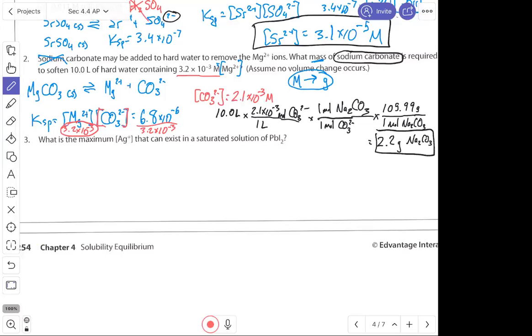Yeah, I agree. But why would they? So we needed to do all that to find the concentration of CO3 to then go back to the sodium carbonate. Yes. Because you don't want to dump extra sodium carbonate in there. You don't want tons of carbonate ions floating around, but you want just enough carbonate to pull out the magnesium.